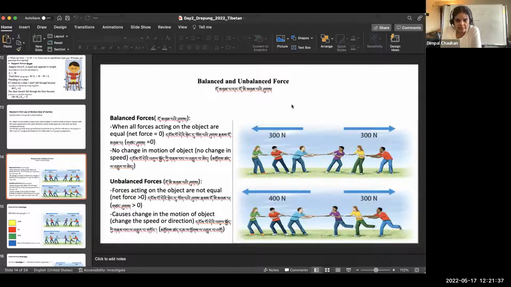Now, in the second case, the left team is exerting 400 newtons and the right team is exerting 300 newtons. What will happen? Where will the rope move?